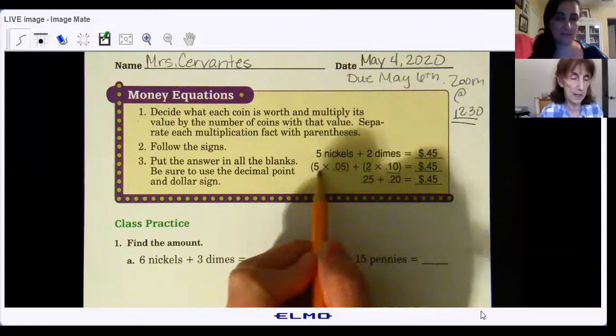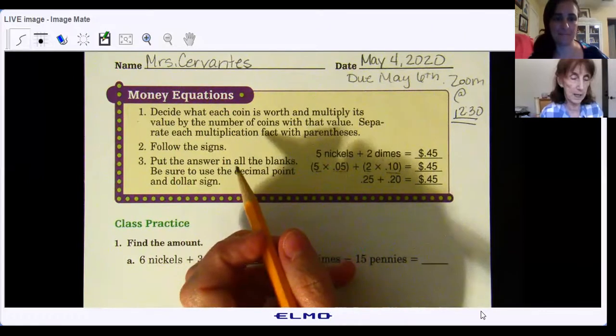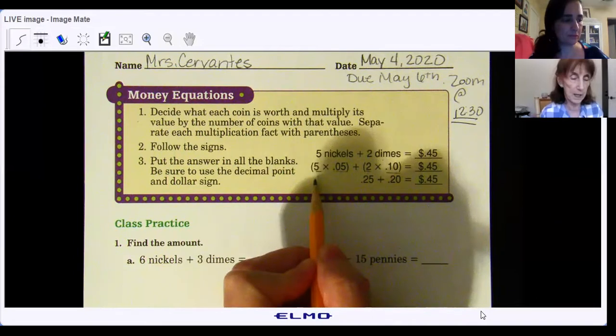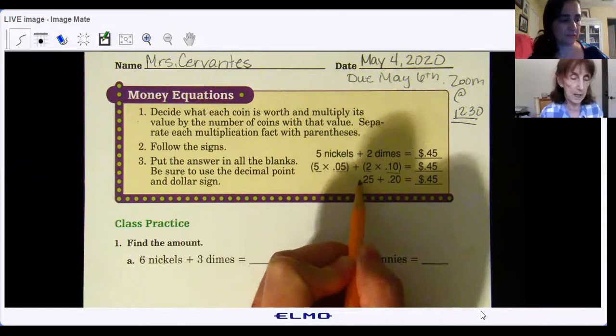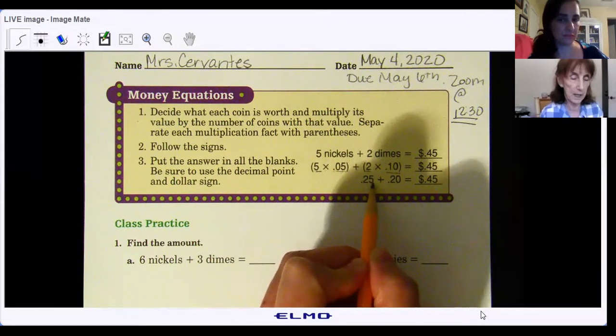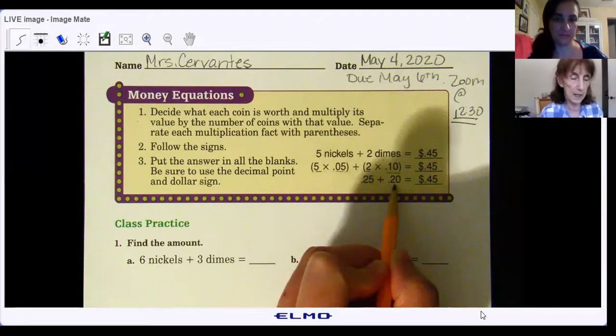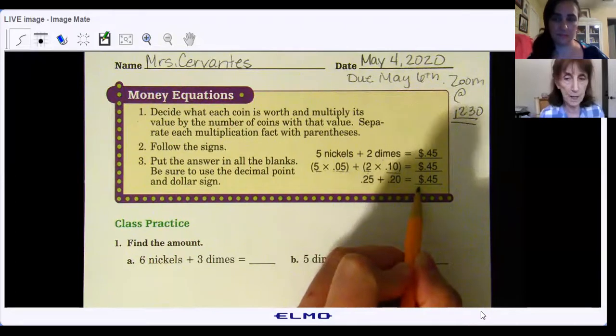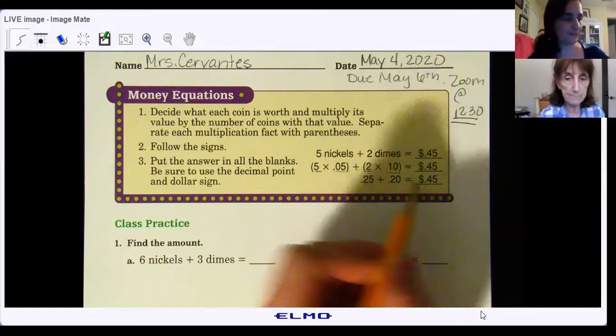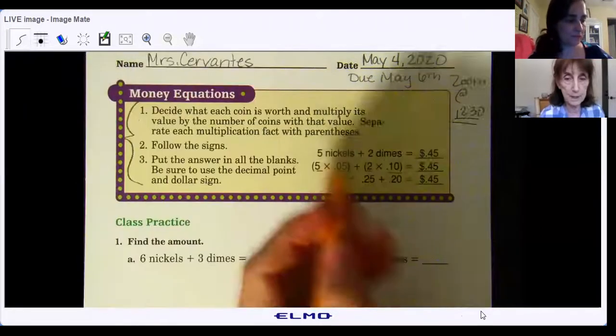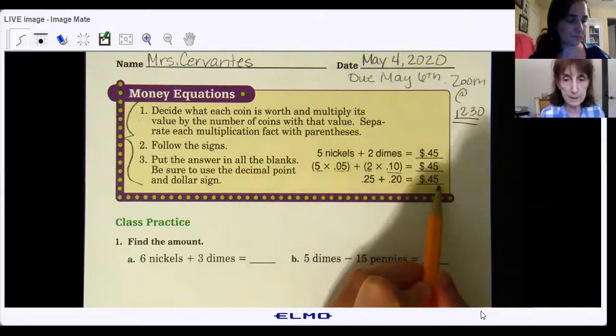You have to show this work. Then the next step is you're going to work it out. So 5 times 0.05 is 25 cents. So it's 0.25 plus 2 times 10, which is 20 cents. So 25 cents plus 20 cents is 45 cents. Don't forget your dollar sign, your decimal point, and 45. 2 places per cent. You have to have them in the 3 spots. So the first one equals 45 cents, the second step has 45 cents, and the third step has 45 cents.